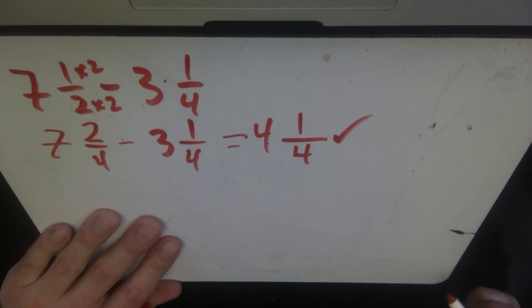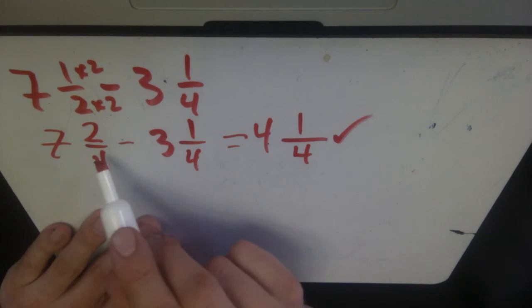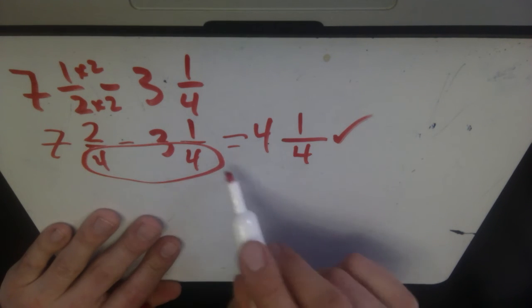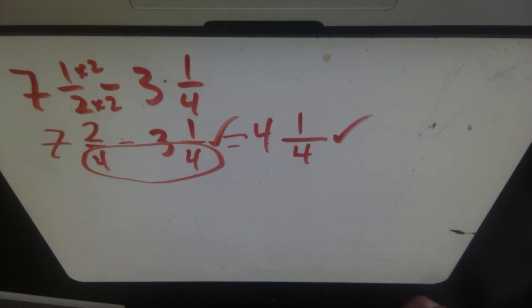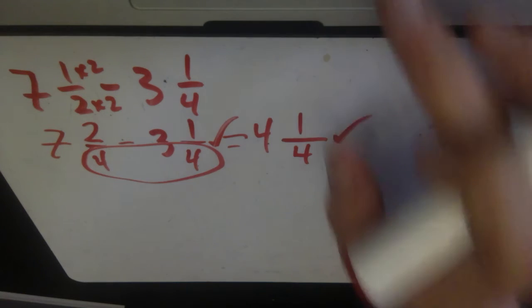So in number 2, I'm going to give you 2 marks per question because you're doing a little bit more. You're getting 1 mark if you found this common denominator, which was 4, and you're getting 1 mark for your answer. So 2 marks per question in number 2.